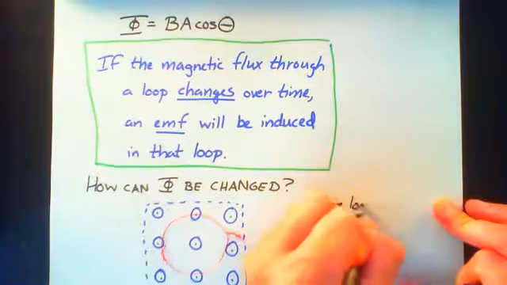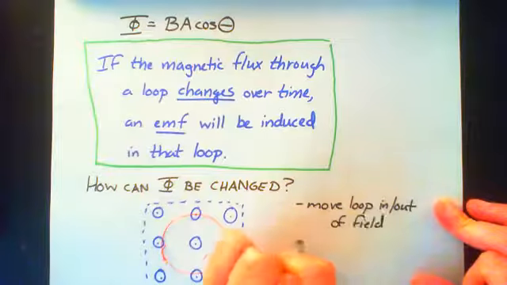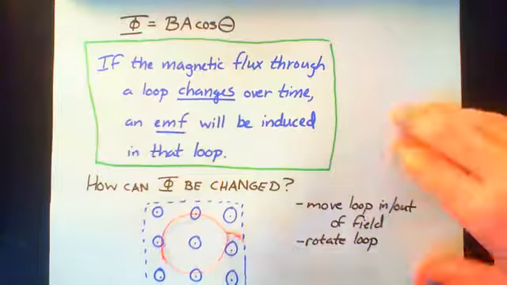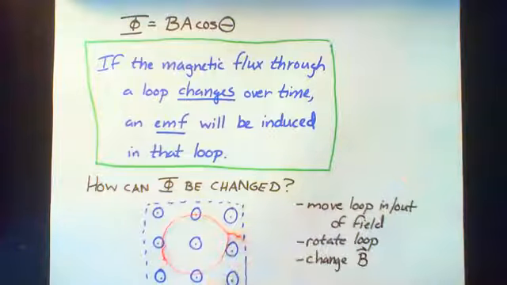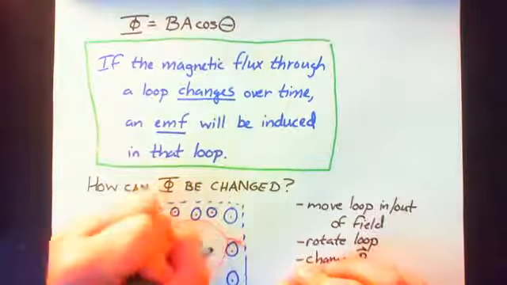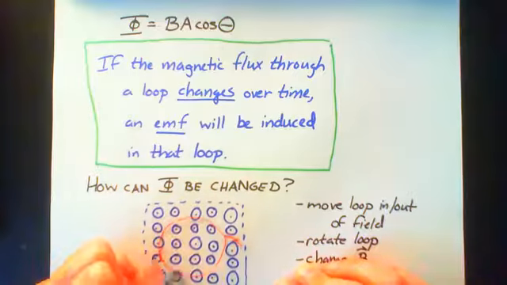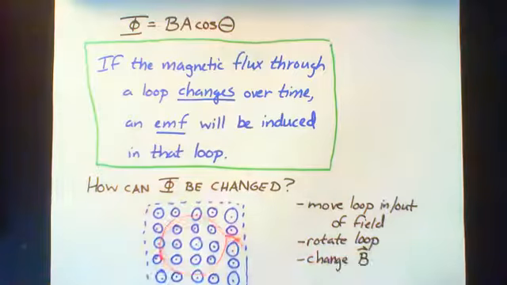And the third way is to change the magnetic field, to keep the loop where it is, not change anything about the loop, but to alter the magnetic field going through the loop. If I increase the magnetic field, I get more field going through the loop, and the magnetic flux increases. So the magnetic flux has changed. Also, I could decrease the magnitude of the magnetic field, and if I do that, the magnetic flux would decrease.